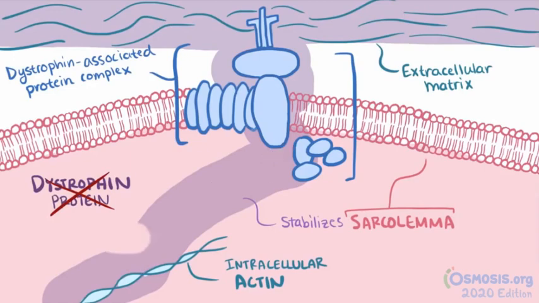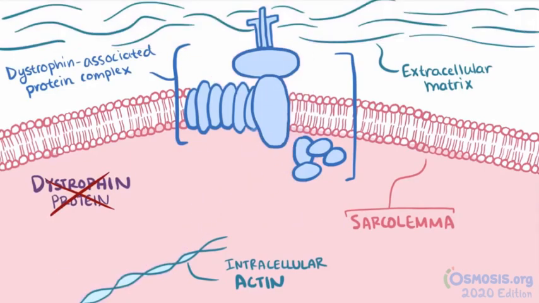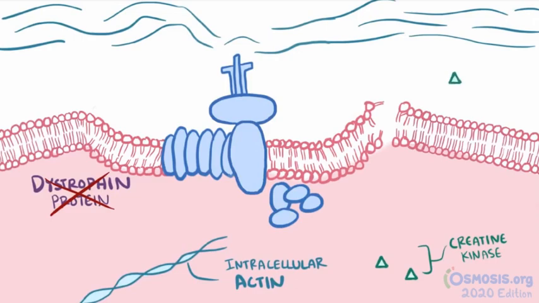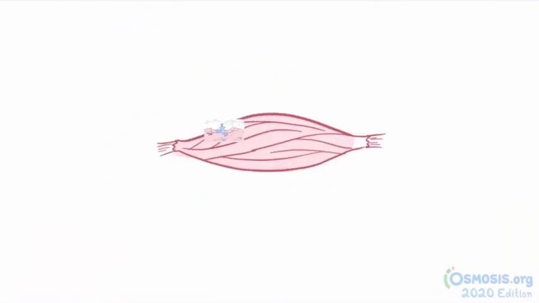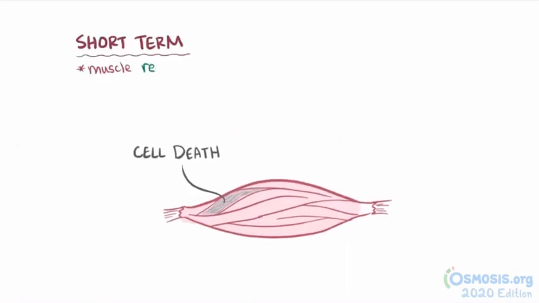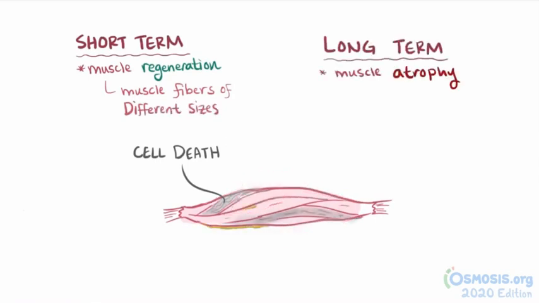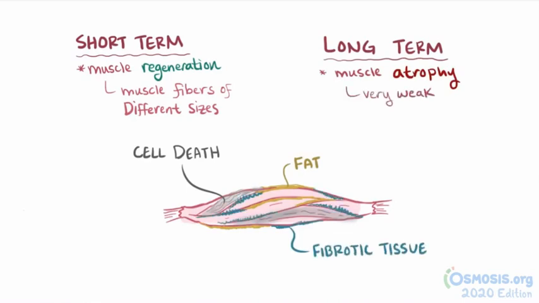Without the support of dystrophin in place, the sarcolemma essentially wilts and becomes unstable. Over time, cellular proteins like creatine kinase, or CK, start escaping the damaged cell, and calcium starts to enter the cell, and this ultimately leads to cell death. In the short term, there's muscle regeneration, resulting in muscle fibers of different sizes. But in the long term, the muscles atrophy and are infiltrated by fat and fibrotic tissue, which leaves them really weak.